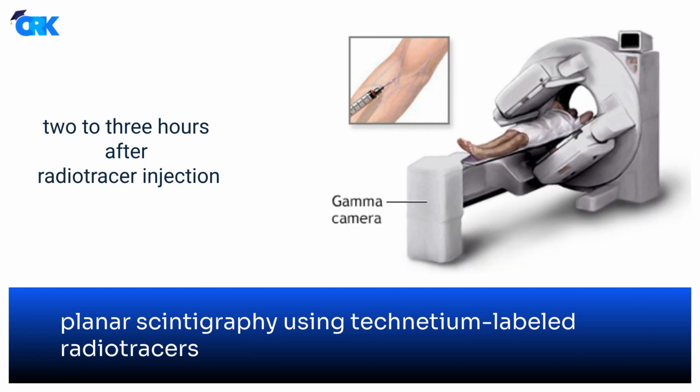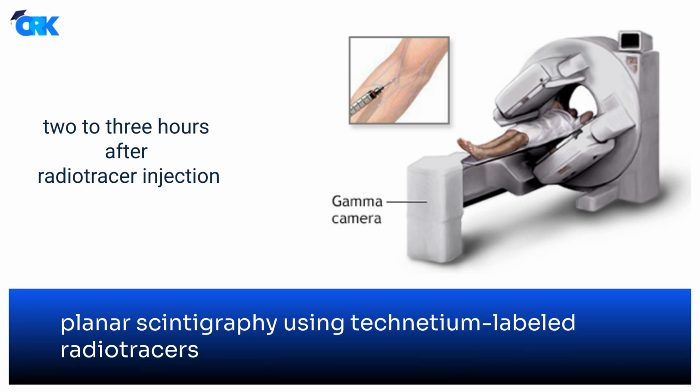Planar images are typically acquired 1 hour after tracer injection and interpreted using the Perugini grading system, which classifies myocardial tracer retention in comparison to rib uptake, ranging from grade 0 to grade 3.